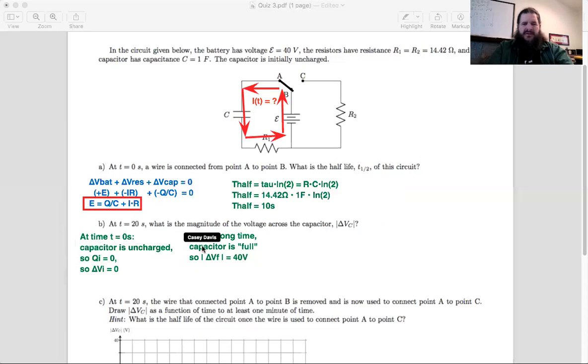So it's going to be approaching 40 volts, but it doesn't have enough time to get there. We're only waiting 20 seconds. We're not waiting a long time. So if only 20 seconds pass, how could we figure out how much the voltage has changed, how close it has gotten to 40 volts over the course of only 20 seconds?